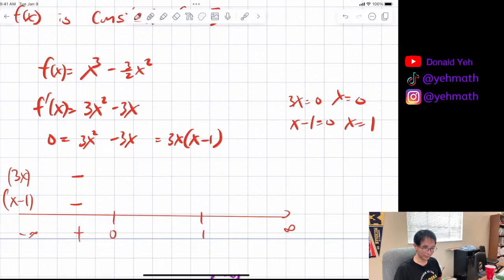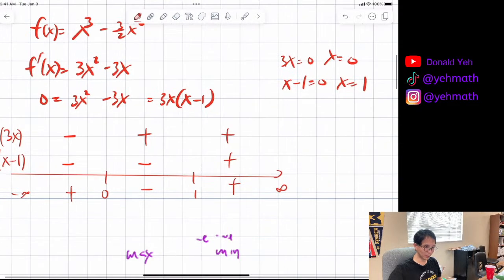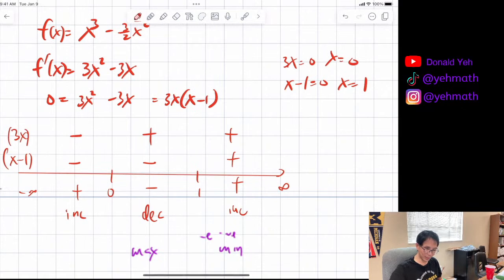Okay. So now I'm going to plug in between 0 and 1. So let's say 0.5. I plug in, that's going to be positive. 0.5 minus 1 is going to be negative. So that's going to be negative. If I plug in 2, positive, positive, positive. So what I'm going to write down here is increasing, decreasing, increasing. Why? Because this is f prime of x. There's a summary of f prime of x.